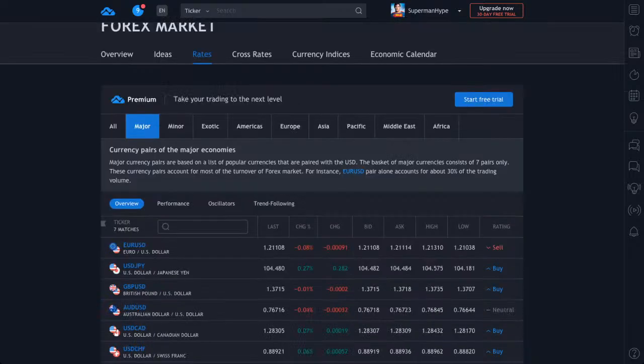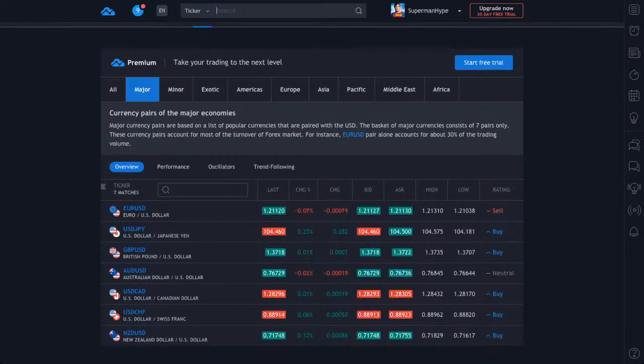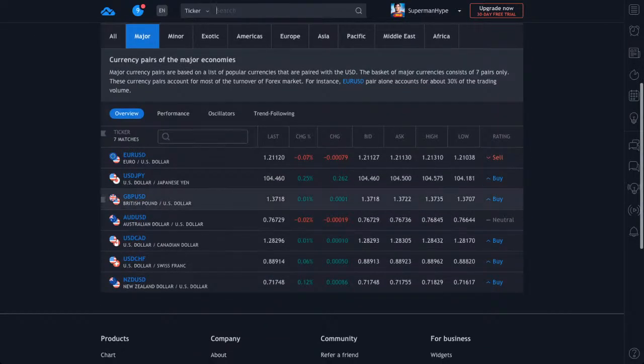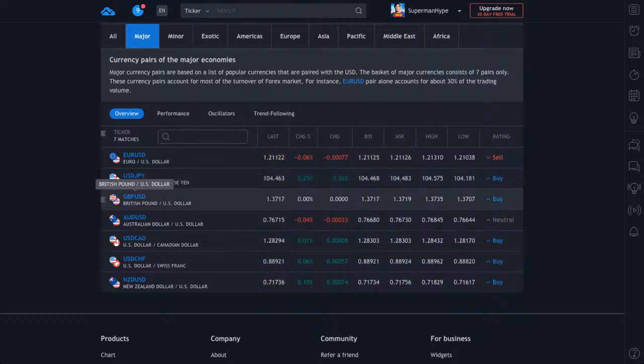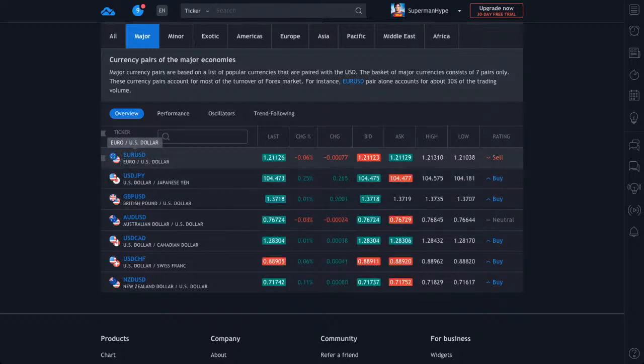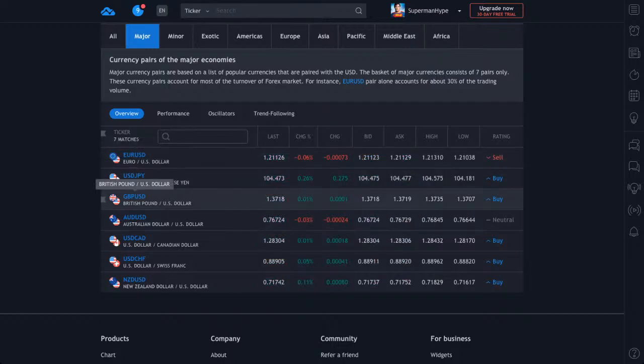And here we are, we've got the majors. These are what the terminology is in the marketplace. Let's have a look. We've got 7 of them. Euro, US dollar. We've got US dollar Japanese yen. We've got the Great British Pound. You can just hover over these and see the names of them.